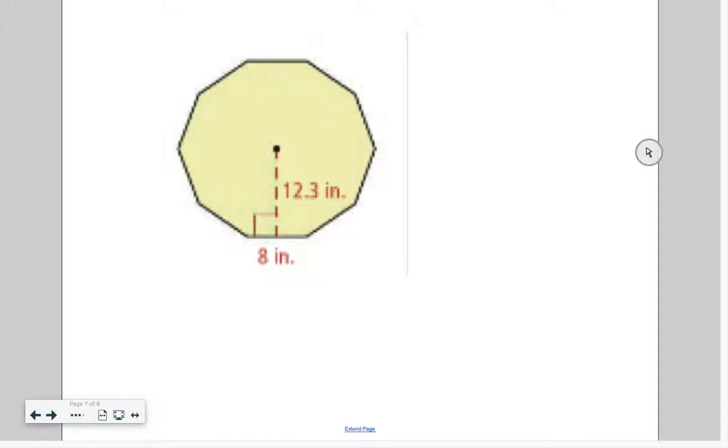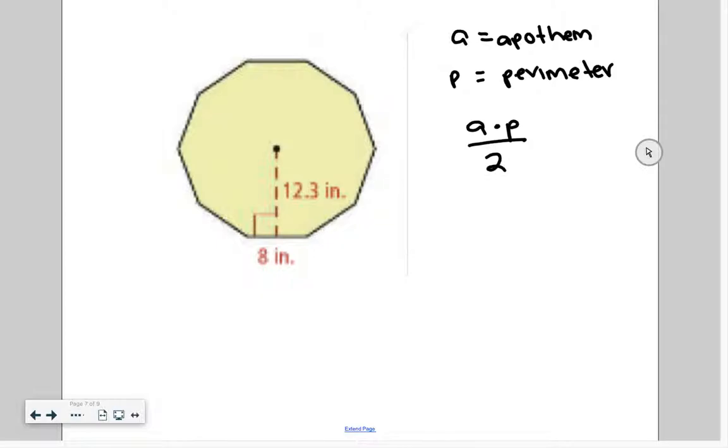Problem number 2. Okay, so now we're ready to find the area of a regular polygon. So let me give you that formula real quick. To do that, you need to know that A stands for apothem, and P stands for perimeter. So the formula is the apothem times the perimeter divided by 2. Apothem times the perimeter divided by 2.